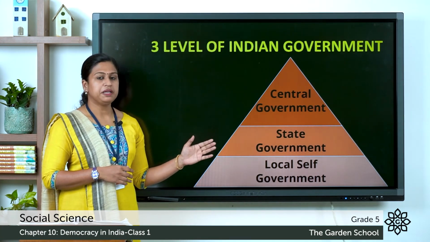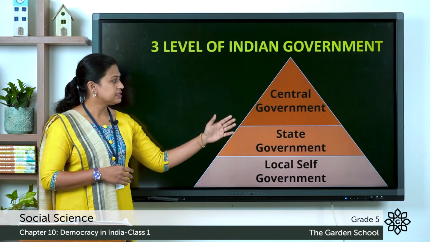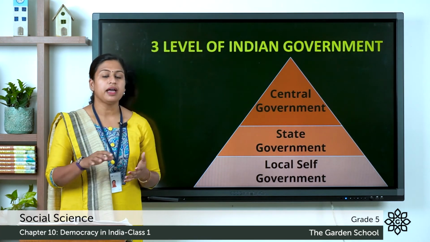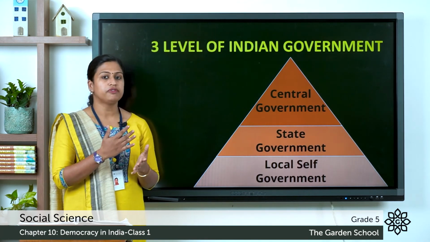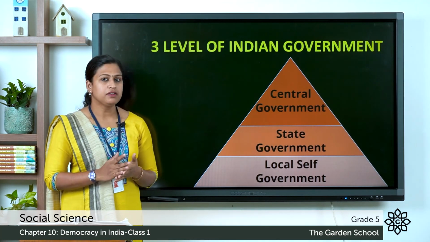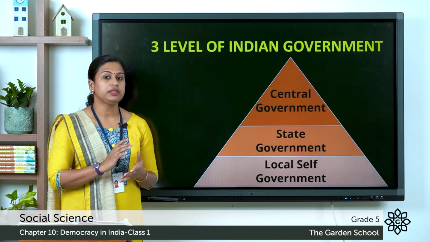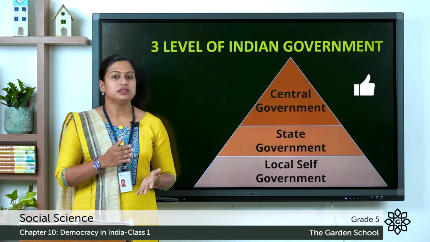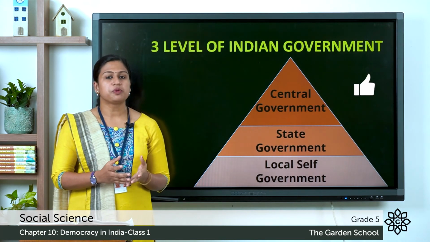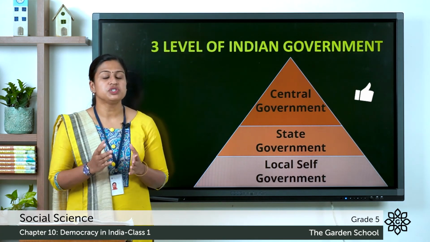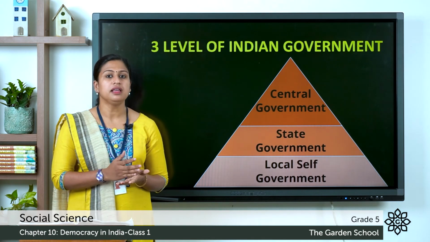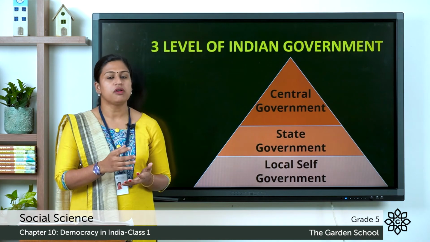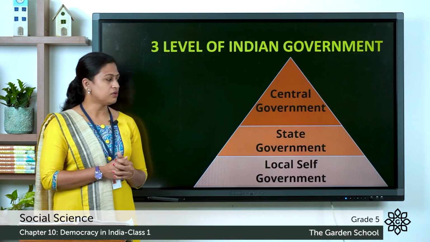Here you can see the three levels of government. The power has been divided into three levels. The central government is for the entire country, so it makes rules for the entire country. The state government makes laws for the state. The third one is the local self-government. This is a local government which provides rights and services that are very necessary for healthy living and welfare of an individual, our society, our community and so on.